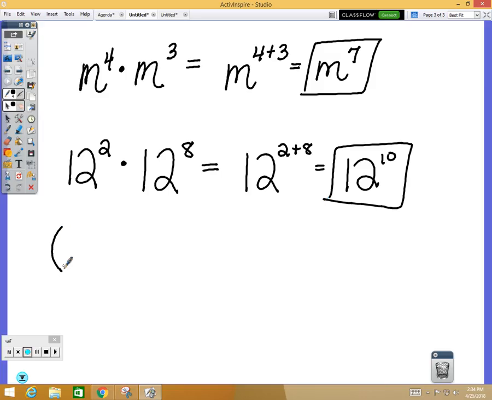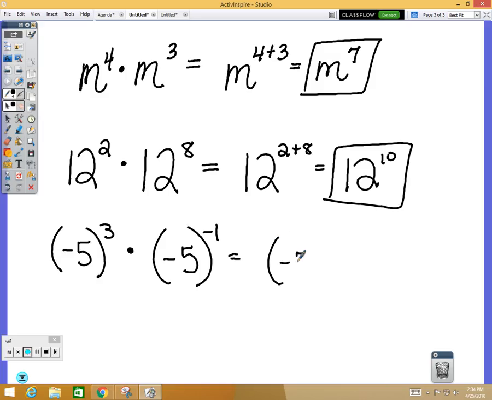Keep in mind that if you have a base inside of parentheses, it needs to stay inside of the parentheses. So if we had something like this, the base is a -5, it needs to stay in those parentheses. Gracie, what's our answer to that? Second power, good. 3 plus a -1 is 2. So -5 in parentheses, and then a 2. 3 plus a -1 is 2.